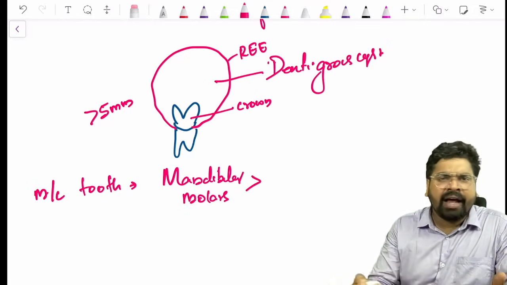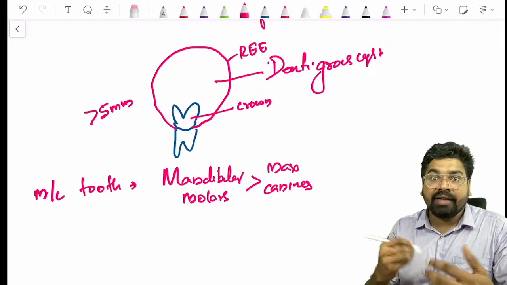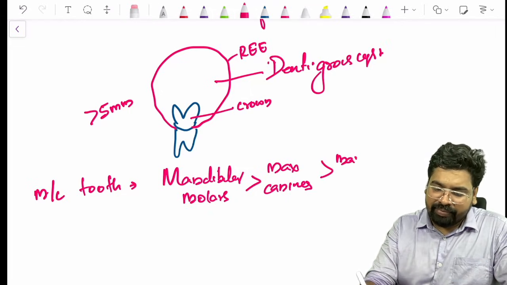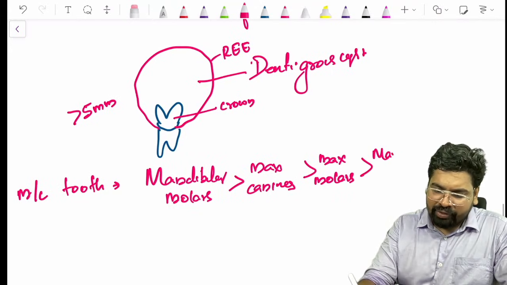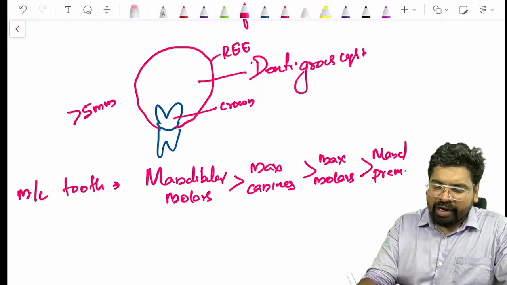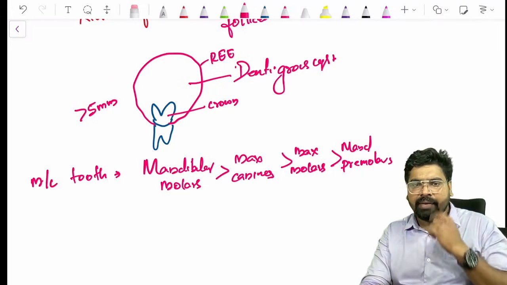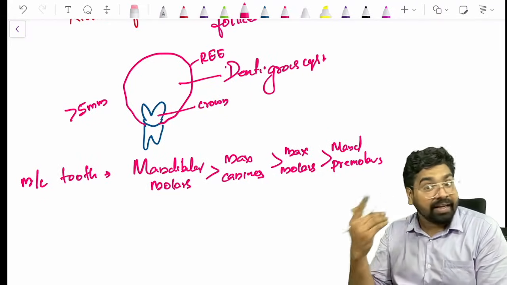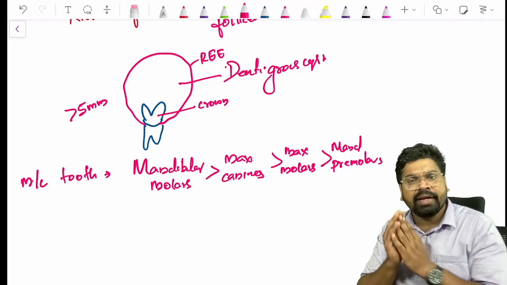Other than that, next come the maxillary canines, then the maxillary molars, and then the mandibular premolars. So this is the order of occurrence, the order of incidence. Most commonly it occurs in the mandibular molars, then the maxillary canines, then the maxillary molars, then the mandibular premolars.